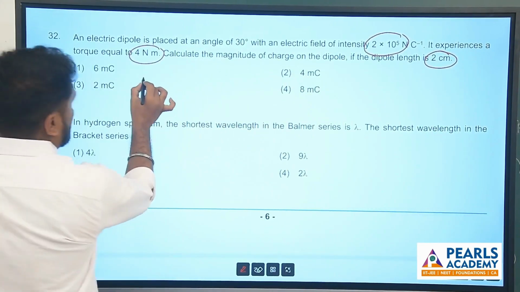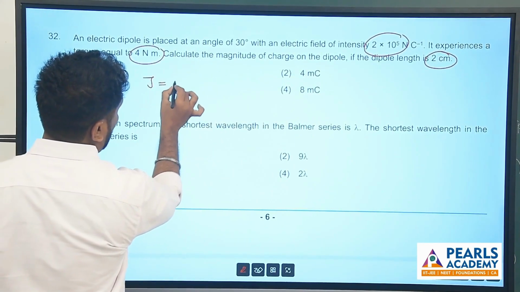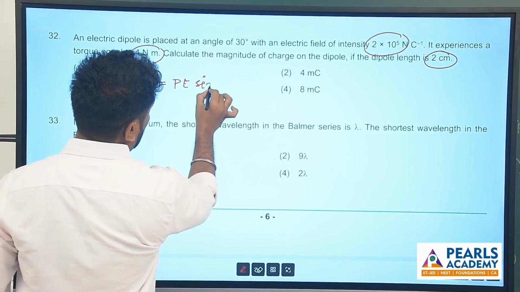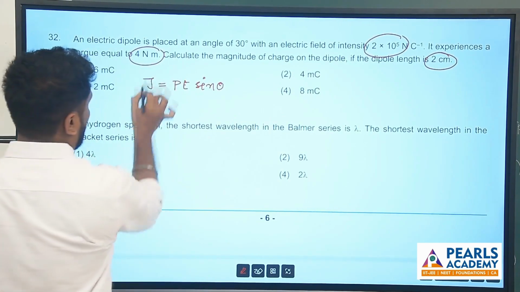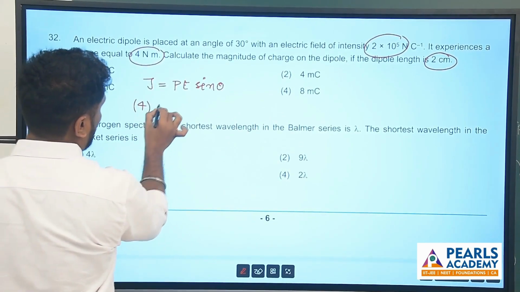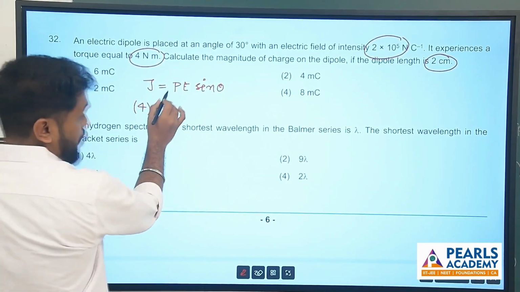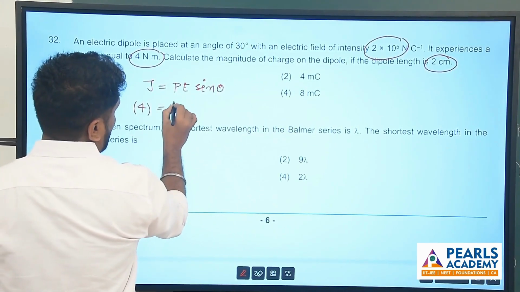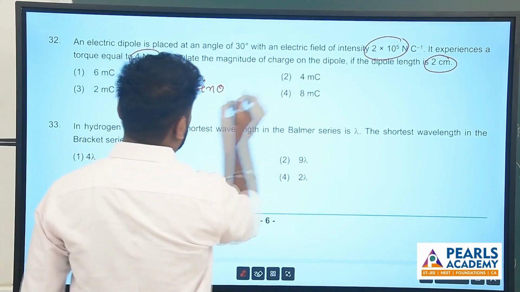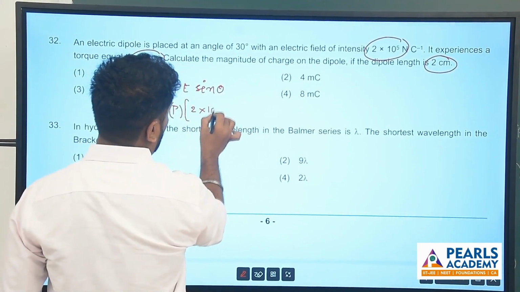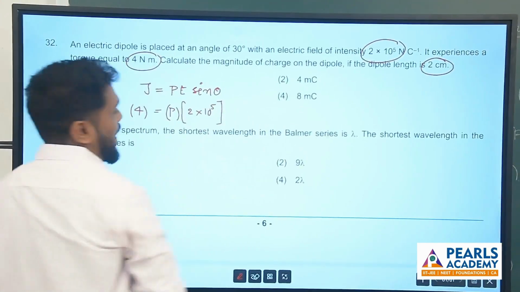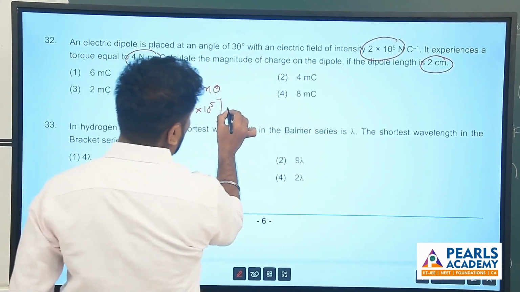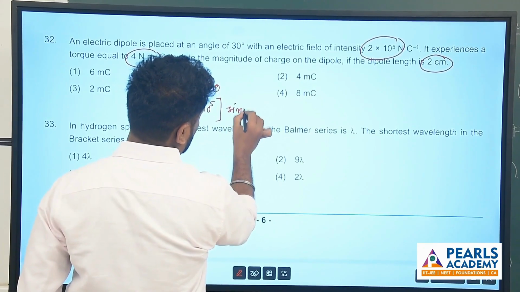Yeah, as we discussed, the torque experienced by dipole is tau is equals to PE sin theta. If you see the values, torque is given 4 Newton meter, SI system only, and dipole moment is P, and electric field intensity given is 2 into 10 power 5 Newton per coulomb, and the angle between electric field and dipole moment is 30 degrees. Sin 30 we can write.